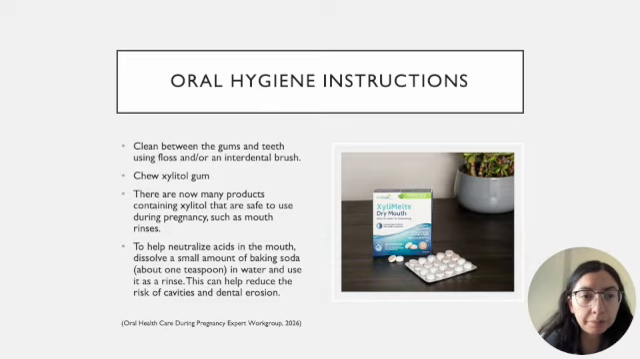Choose xylitol gum. There are now many products containing xylitol that are safe to use during pregnancy, such as mouth rinse, or as I have here, Xylomelt. It helps with the dry mouth and also cavity prevention. To help neutralize acids in the mouth, dissolve a small amount of baking soda, about 1 teaspoon in water, and use it as a rinse. This can help reduce the risk of cavities and dental erosion.